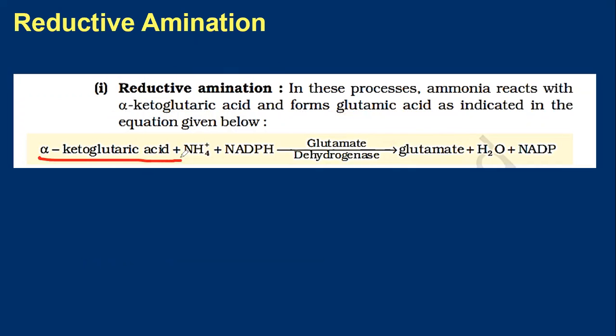So alpha ketoglutaric acid plus ammonia, in the presence of or mediated by the enzyme glutamate dehydrogenase. Very important. What is it? Repeat it along with me on the chat box. Glutamate dehydrogenase converting into the product that is the glutamate. Done? So that is how ammonia is converted into an amino acid.